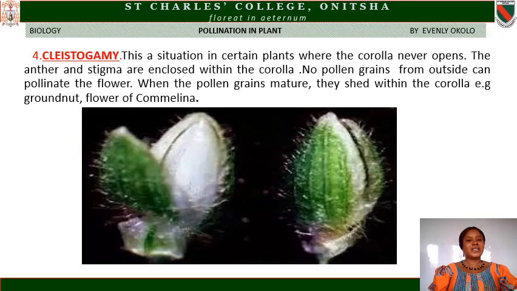Another feature, which is number 4, is cleistogamy. This is a situation in certain plants where the corolla never opens. Remember, corolla is the second floral part of the flower, and it is the most conspicuous part of the flower. The anther and stigma are enclosed within the corolla. No pollen grains from outside can pollinate the flower. When the pollen grains mature, they shed within the corolla. Example, groundnut plants, flower of Commelina. These flowers here are examples of cleistogamy.